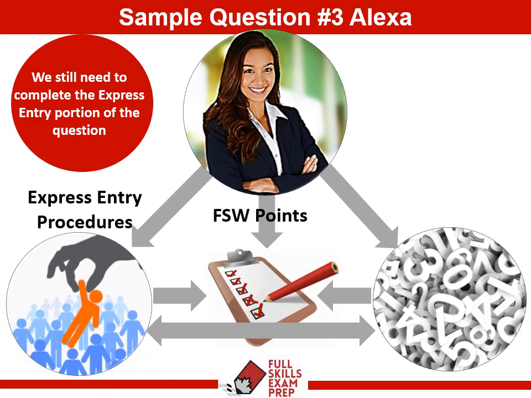So remember with Alexa, this is, again, a really great example of how everything is so related in the economic streams. So we have the Express Entry procedures portion that you really have to understand in order to be able to answer this question. We have the Federal Skilled Worker points section that you also have to be able to understand, that we worked through already. And finally, the CRS points for Express Entry. So everything's related, but we're going to see how in the next few minutes here.